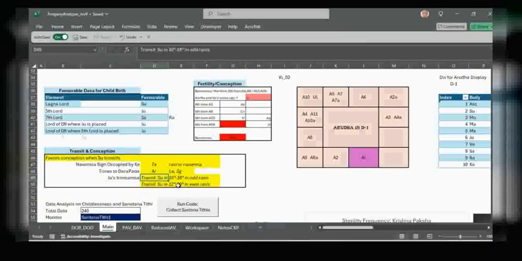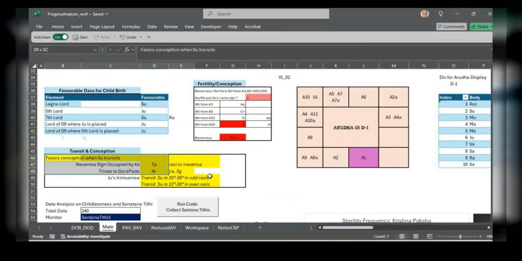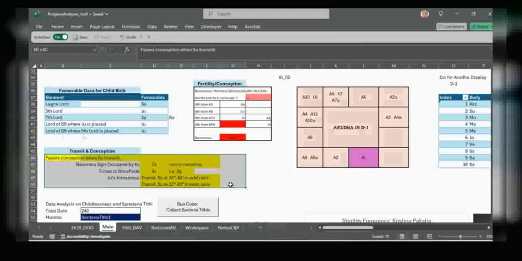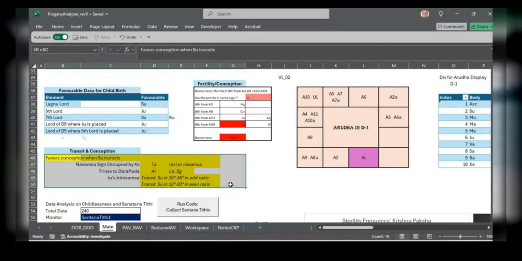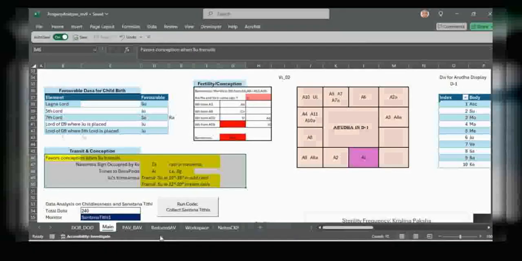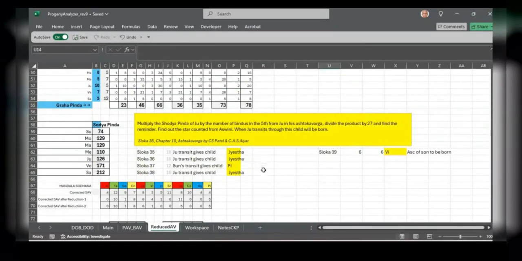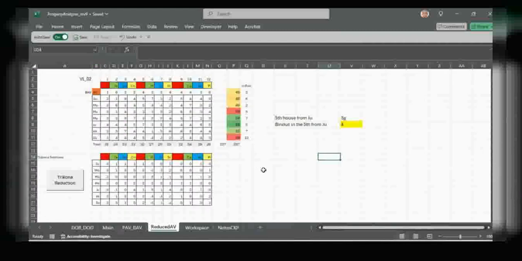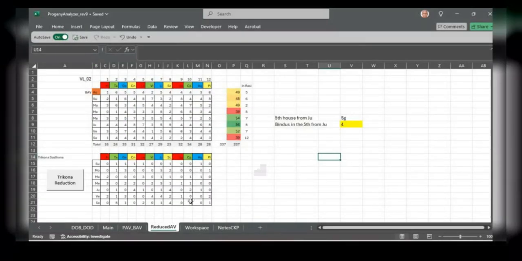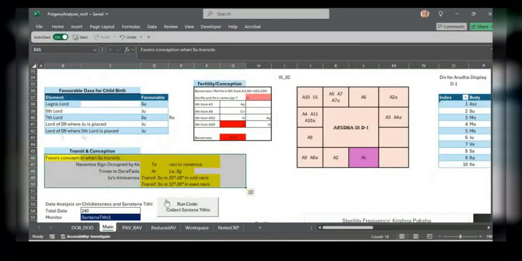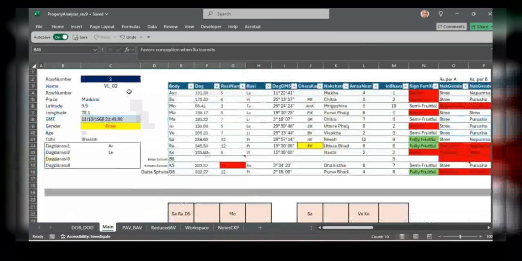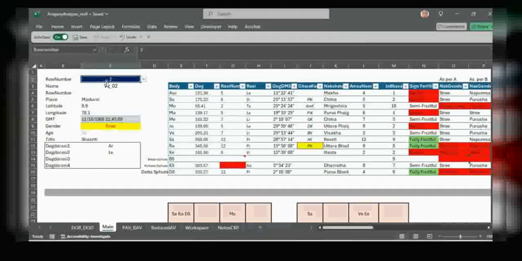So this is direct odd Rasis, even Rasis. Transit-wise, you can find which will be a conducive date, and when a client comes to you, you can immediately give them this idea. I also have Ashtakavargas, because Ashtakavarga is a powerful way of finding out how many children you can get. Once you choose the person here, the row number to be chosen is here.